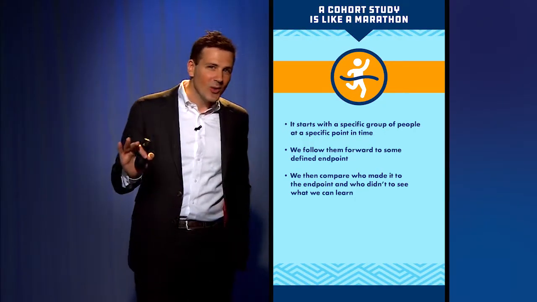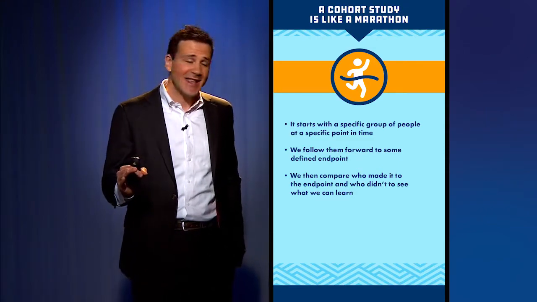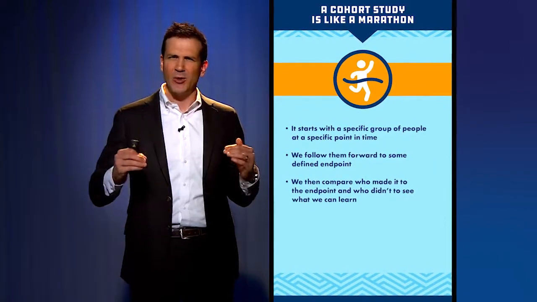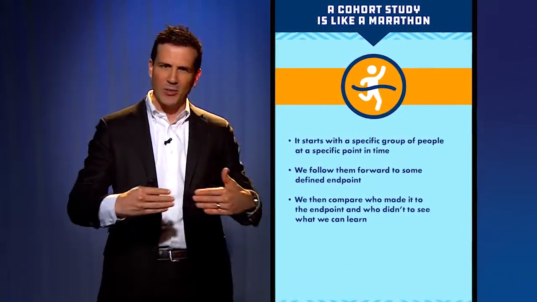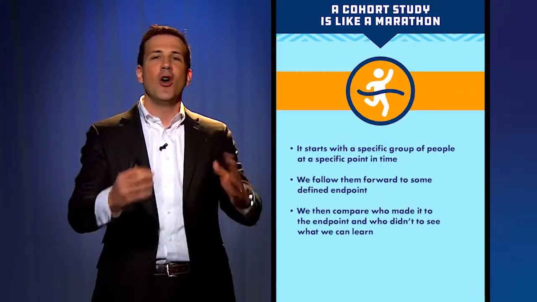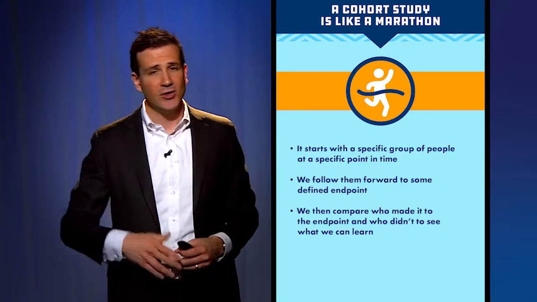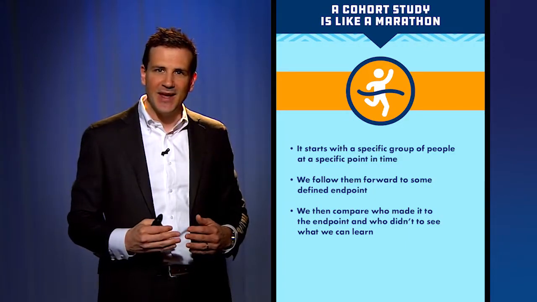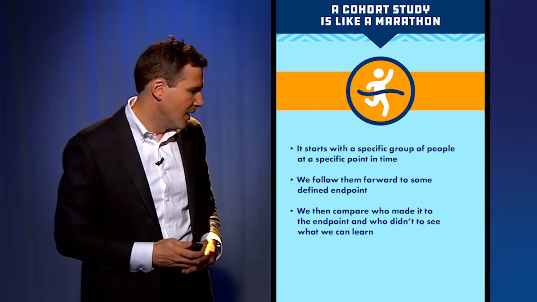Now, a cohort study is very much like this marathon. Why is that? Because we start with a very specific group of people. We start with people who signed up for the marathon. They are the people at the starting line, and we follow them forward in time to some ultimate outcome. What happens to them? Do they make it to the finish line? Do they fall into the cliffs of fire? All these different outcomes can happen to them, but we're starting with an exposure and we're letting the outcomes come.